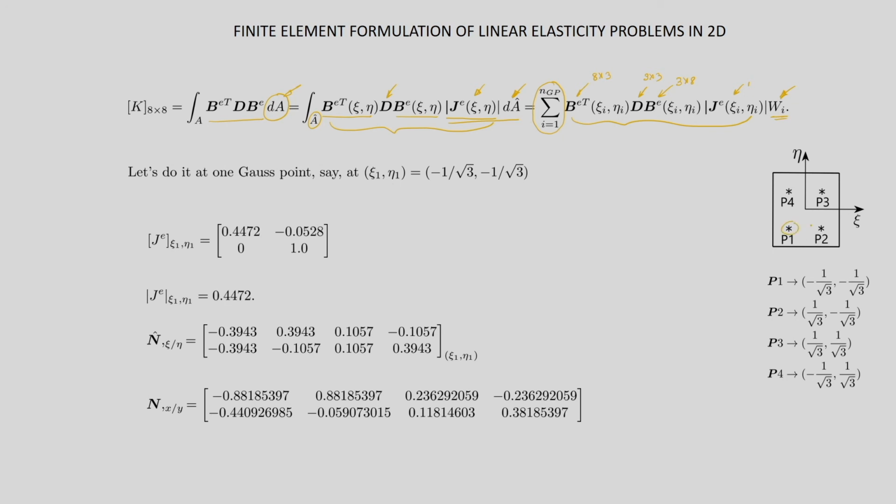So, we have chosen 2 Gauss points in each direction. In xi direction we have taken 2 Gauss points, in eta direction we have taken 2 Gauss points. So, in total we have 4 Gauss points P1, P2, P3, P4, and these are the coordinates of the Gauss points. Out of these 4 Gauss points, let us evaluate these matrices at P1, which is at minus 1 by root 3, minus 1 by root 3, which is here. Our purpose is to evaluate B transpose D B times determinant of J at a given point.